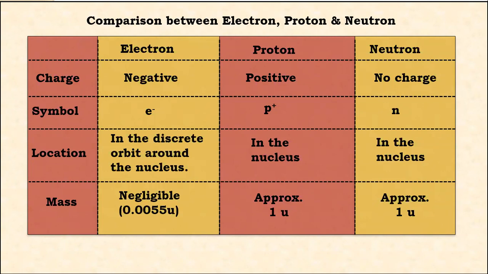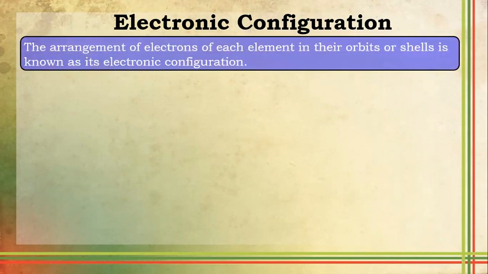So now students, as we are discussing electrons, electrons are the main particles present in an atom because they are the particles that take part in a reaction. So we will be studying the arrangement of electrons. That is called electronic configuration: the arrangement of electrons in each orbit or shell. Orbits are also called shells. So electronic arrangement is called electronic configuration.